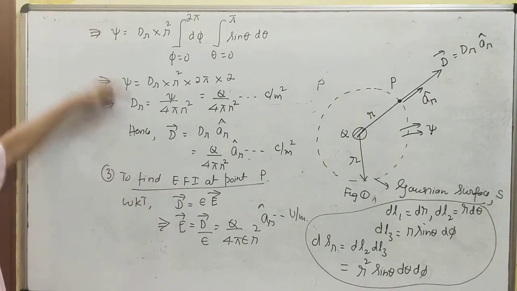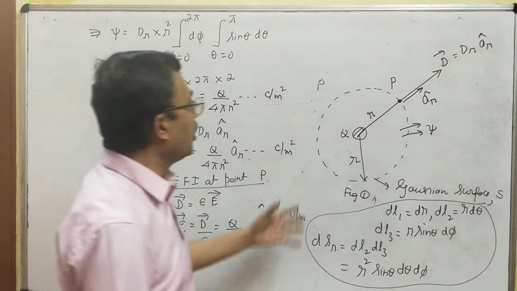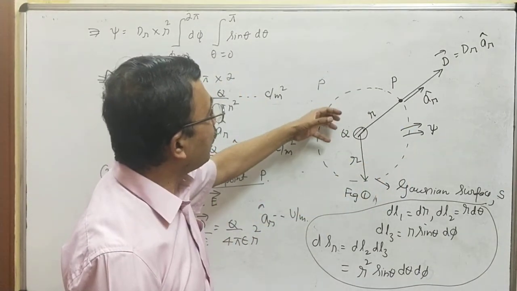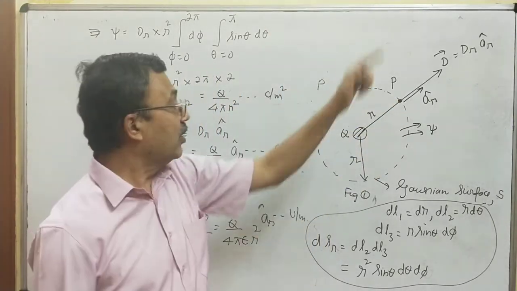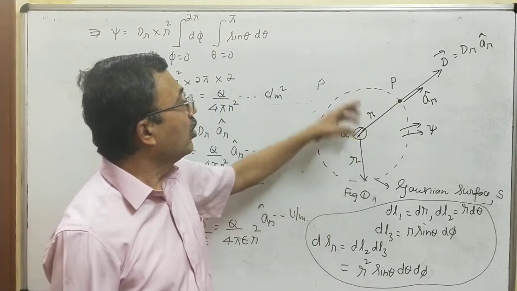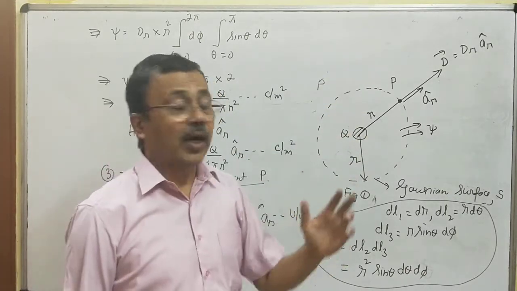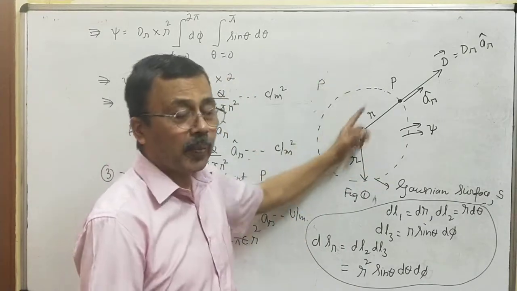So we have used 3 steps to find the electric field intensity. First and foremost thing is selection of Gaussian surface. We'll select the Gaussian surface. Please note that any point on the surface of the sphere is equidistant from the center of the sphere. Therefore, vector D is constant at all points on the surface of the sphere. And at all points on the surface of the sphere, vector D is normal or perpendicular to the surface of the sphere.